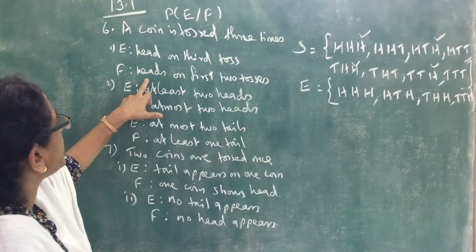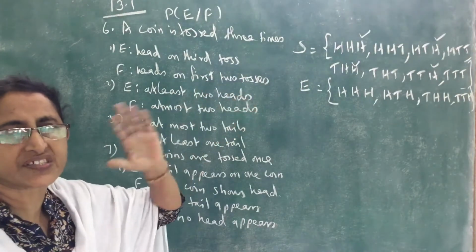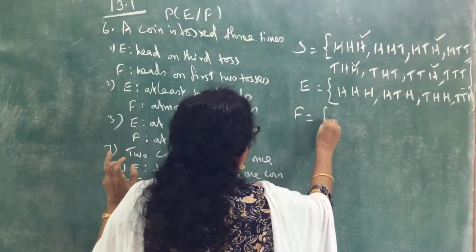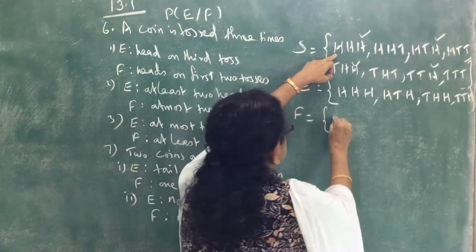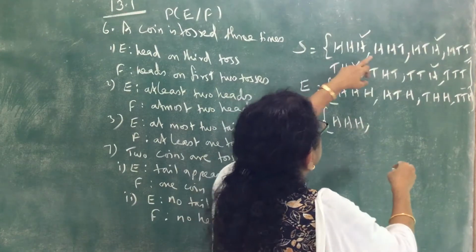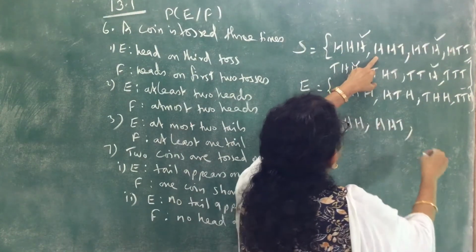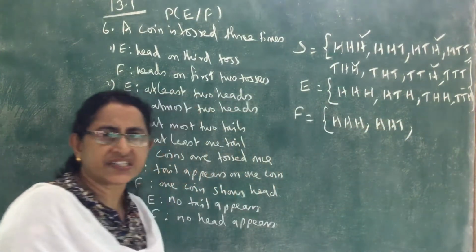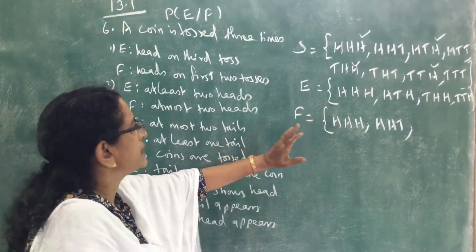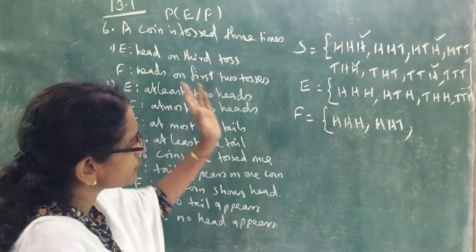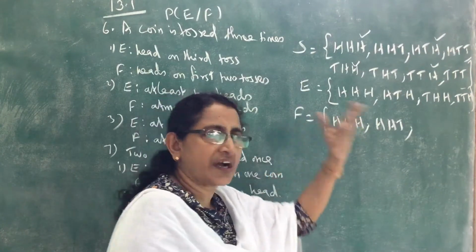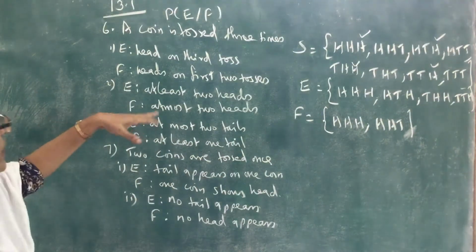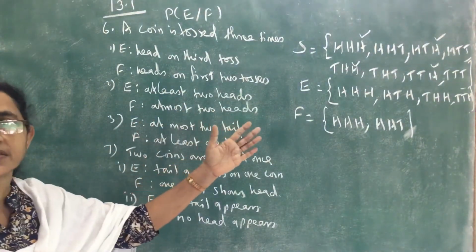Now what is the event F? Heads on first 2 tosses. First 2 tosses, head. F. So H, H, H. Then H, H, T. Only these two, HHH and HHT. So here, heads on the first 2 tosses. Then the third can be head or tail. So first write the events as a set. Then it is easy to find.